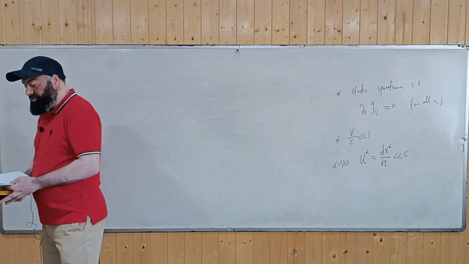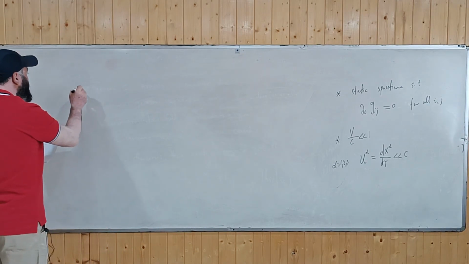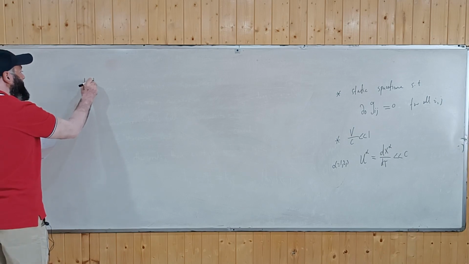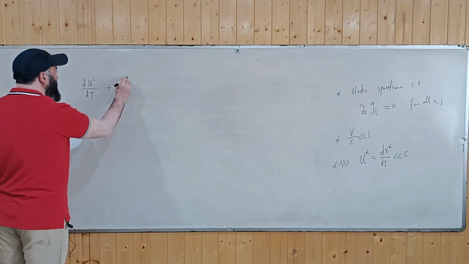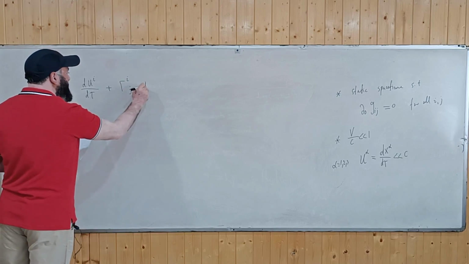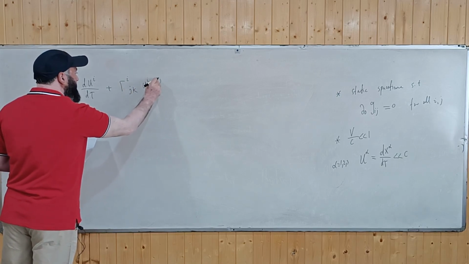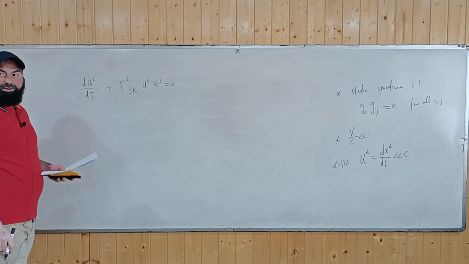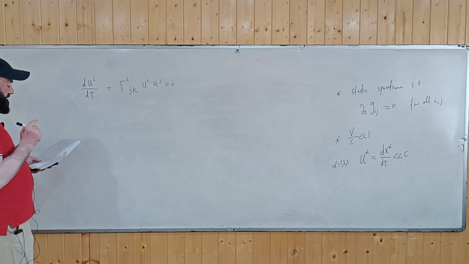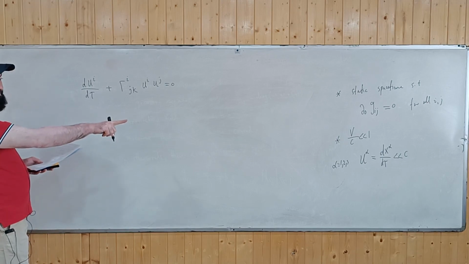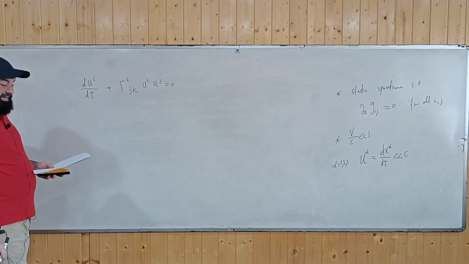Okay. So now let's start from this very equation. You have du^i/dτ plus Γ^i_jk u^j u^k equal to 0. Clear? So let's start with the equation. I'm having the non-relativistic limit, v/c very much less than 1.